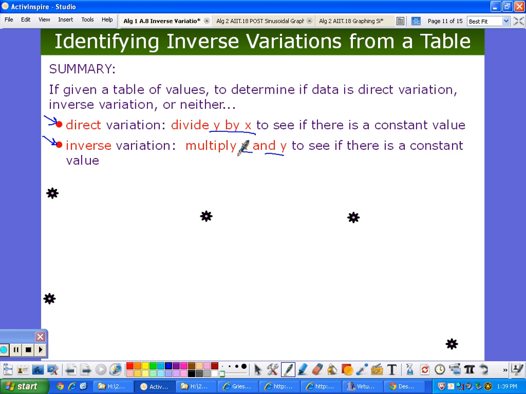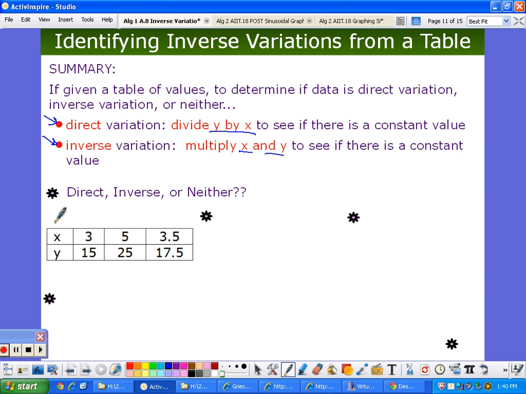Inverse, you multiply the x and y. If you get the same value, great, it's an inverse. If not, it's not either of these things. So let's look at an example here, in the top middle of the page on page 2. Is it direct, inverse, or neither? So should we try y over x? Is that going to be the test for direct or inverse? Direct. What's 15 over 3? 25 over 5. 17.5 divided by 3.5. Yes, 5. They're all the same. Wow. So what kind of a function are we looking at? This is direct.